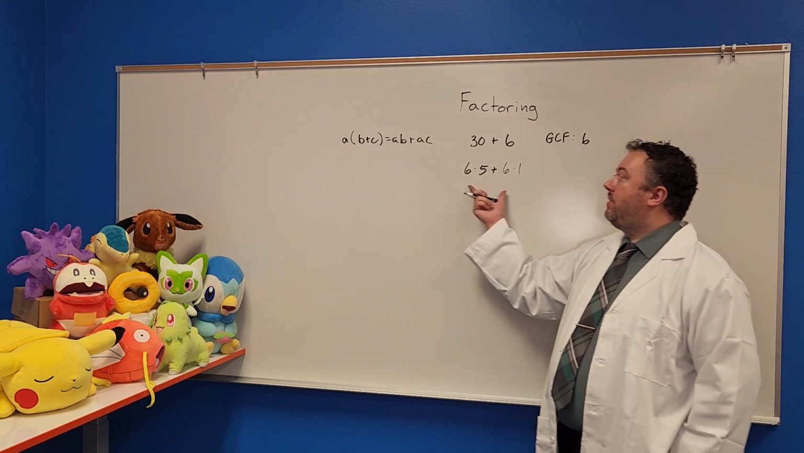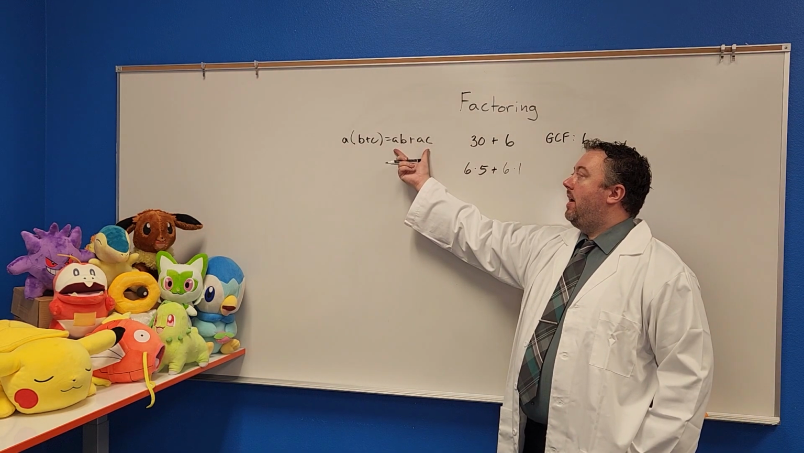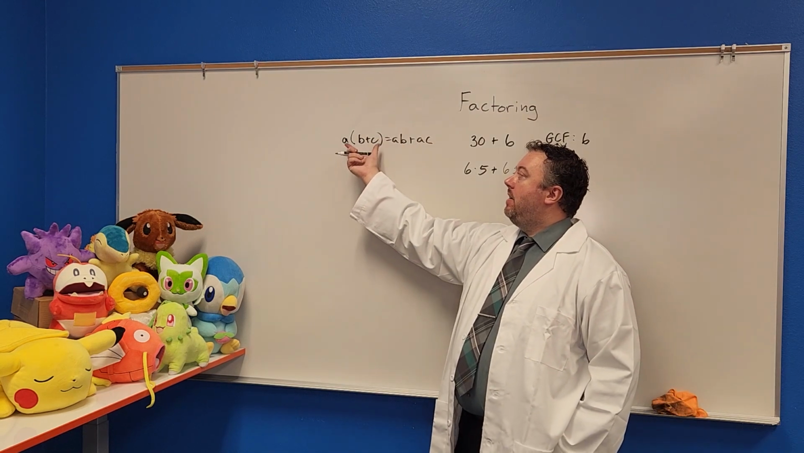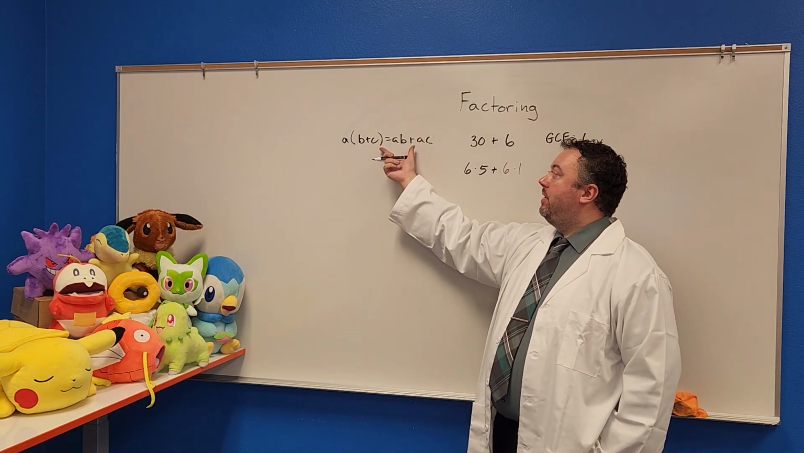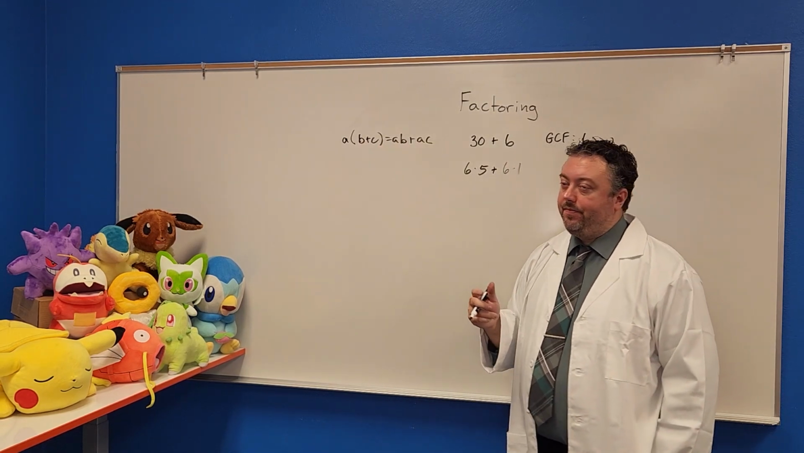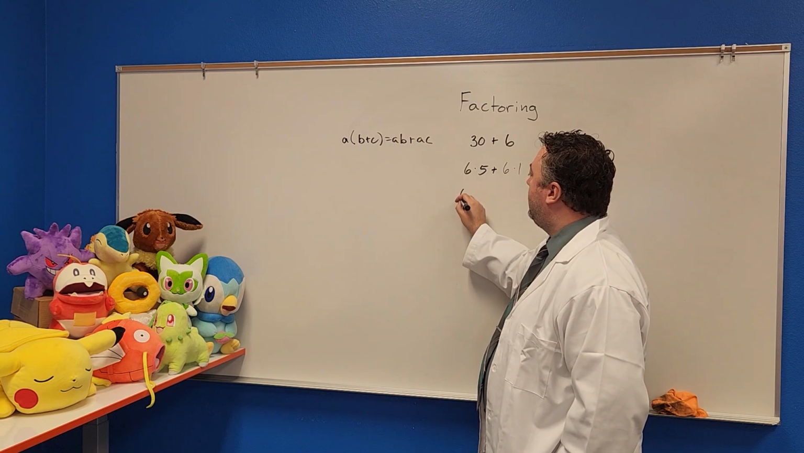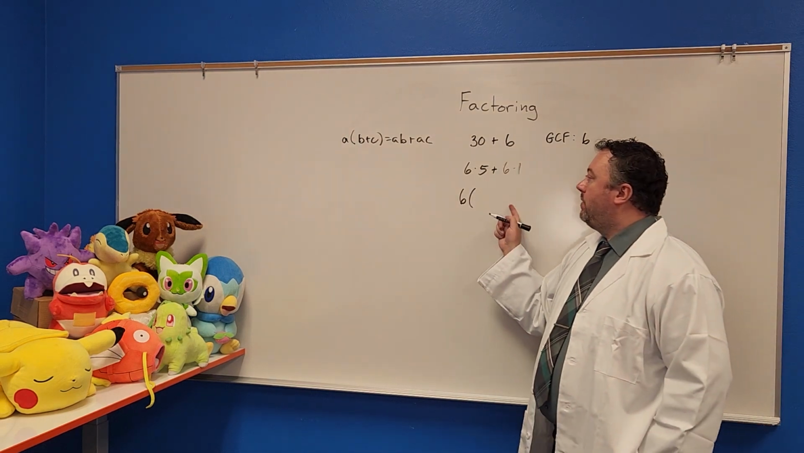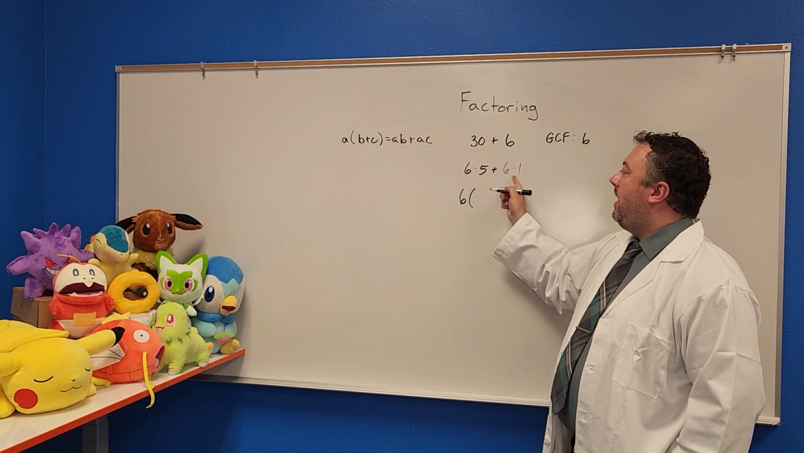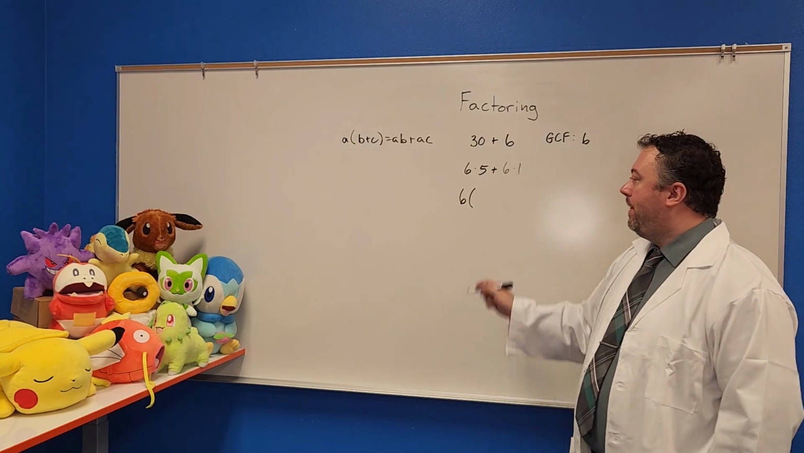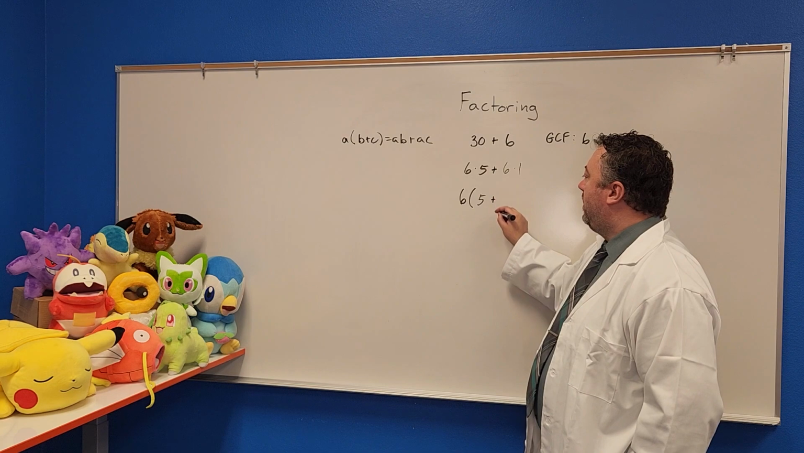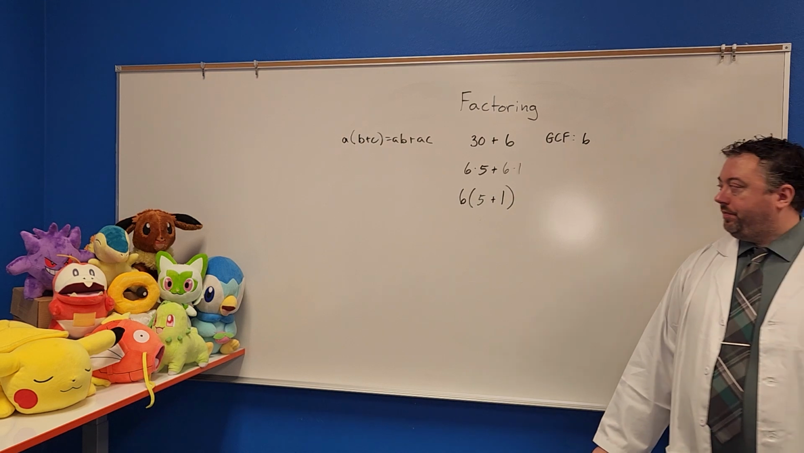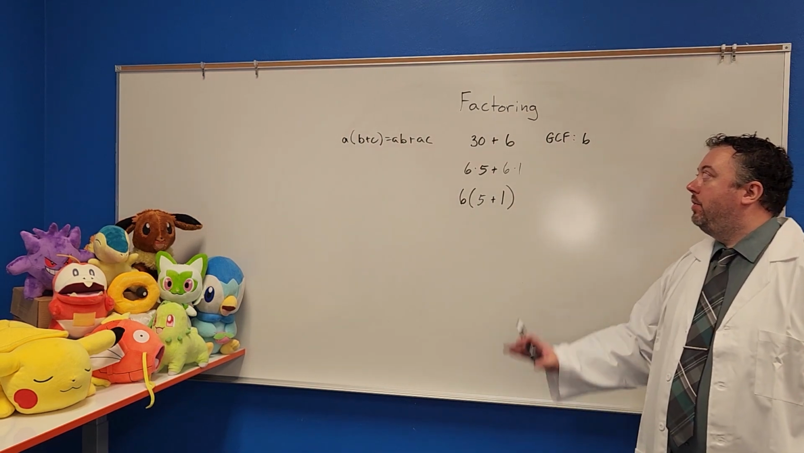Now, I have now set this up just like the right side of the distributive property equation. So now that I've done this, I'm now going to take it back to the left side of the distributive property equation. So I'm going to take that 6 out, and it's going to now be in front of the parentheses. And what goes into the parentheses is what remains after removing the greatest common factor. So that would be 5 plus 1. And this is one way for us to factor.